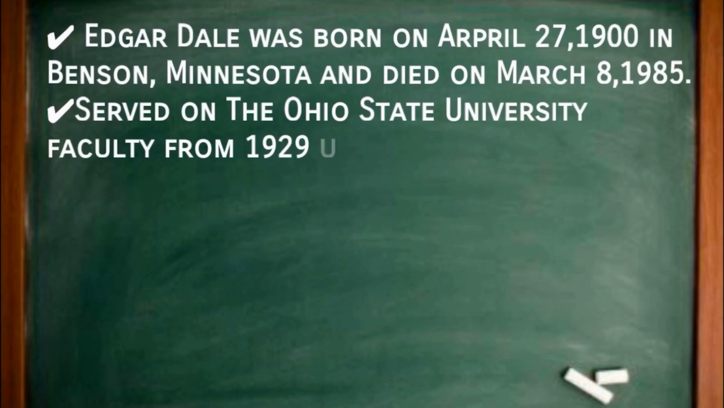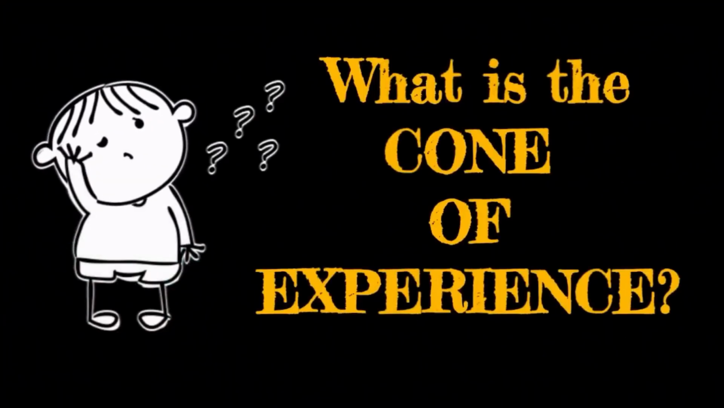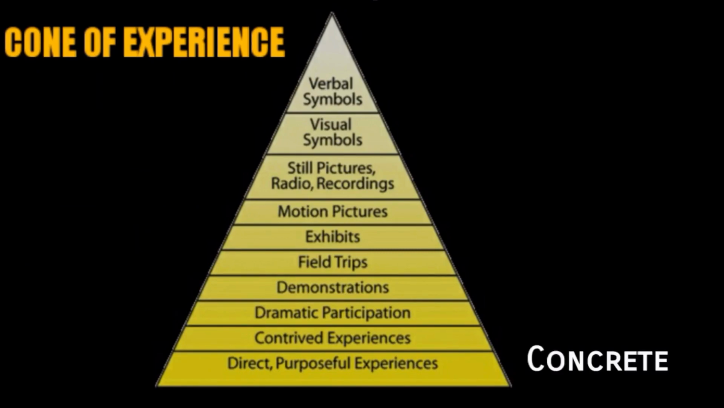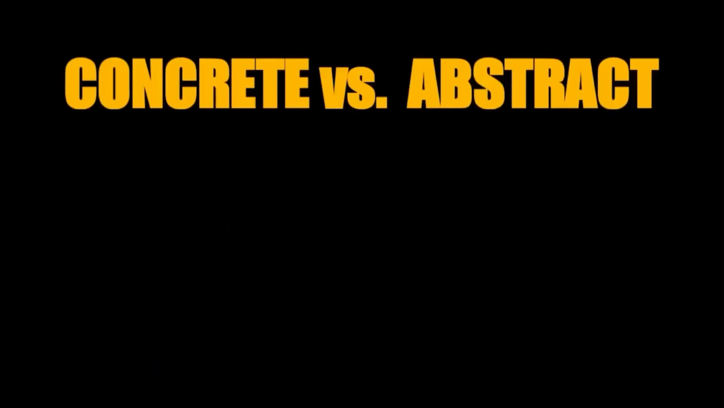He is an American educator who developed the cone of experience. What is the cone of experience? This is the cone of experience, first introduced in Dale's 1946 book, Audiovisual Methods in Teaching. It is composed of 11 stages, starting from concrete experiences at the bottom of the cone, then it becomes more and more abstract as it reaches the peak of the cone.